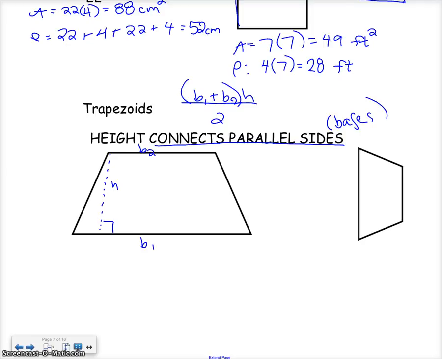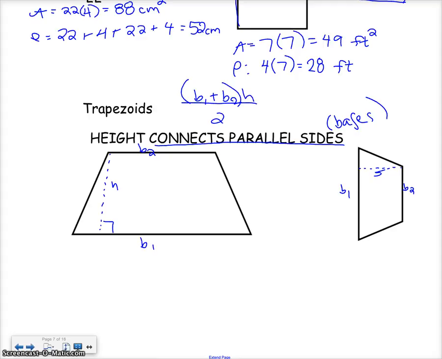Okay? Notice the next one, it's tilted a little bit, so you need to make sure to identify your parallel sides are your bases. Notice these 2 sides are parallel. This would be your height. I will call this base 2, base 1. It doesn't matter how you name the bases, because you just add them.